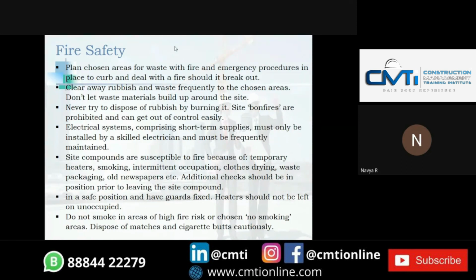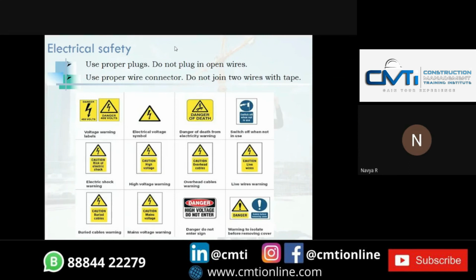Next, do not smoke in areas of high fire risk or in chosen no smoking areas. Dispose of matches and cigarette butts cautiously. Next, electrical safety. Use proper plugs. Do not plug in open wires, and use a proper wire connector. Do not join two wires with tape. This is something everyone commonly does, joining two wires with tape. That should not be done. And these are the fire safety and electrical safety measures.